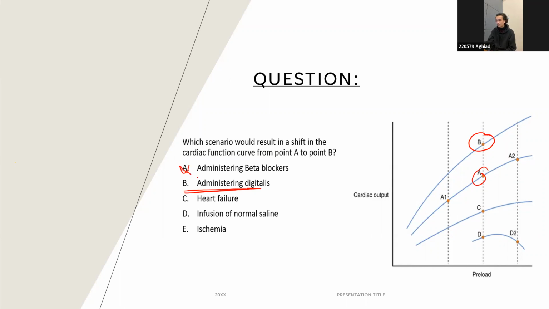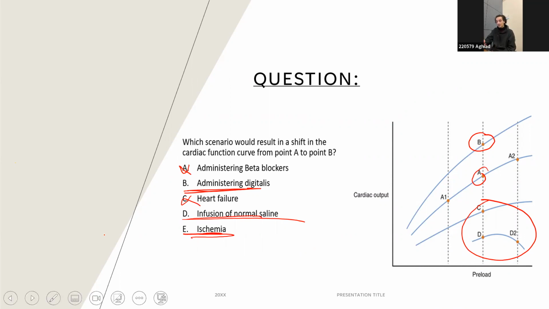So nothing has to do with beta blockers, nor heart failure, because it's increasing contractility. So this would be wrong. There is no change from left to right. So that would be wrong. And ischemia and heart failure, for example, or myocardial infarction, sorry, decreases the contractility of the heart. So that would cause it to go down. But this wasn't the case. It increased, and that was because of administering digitalis.